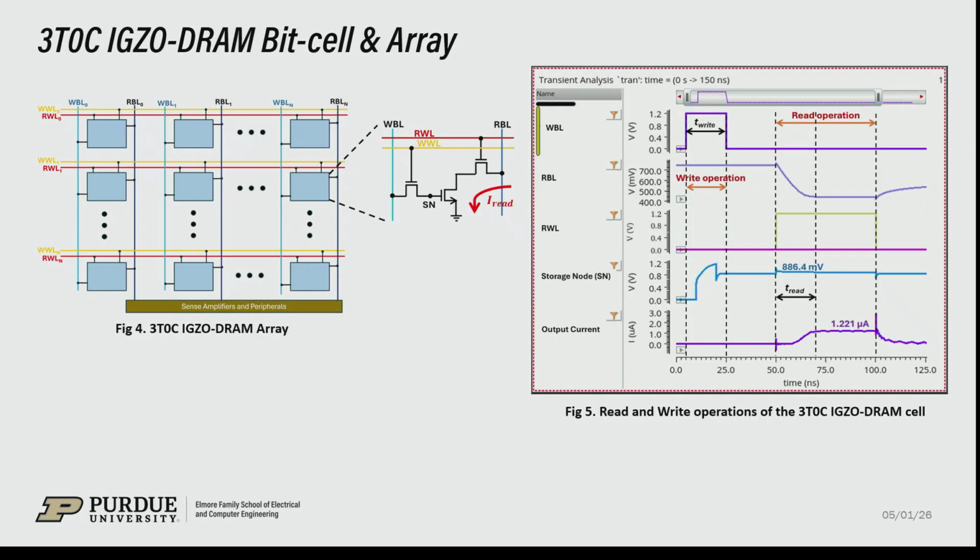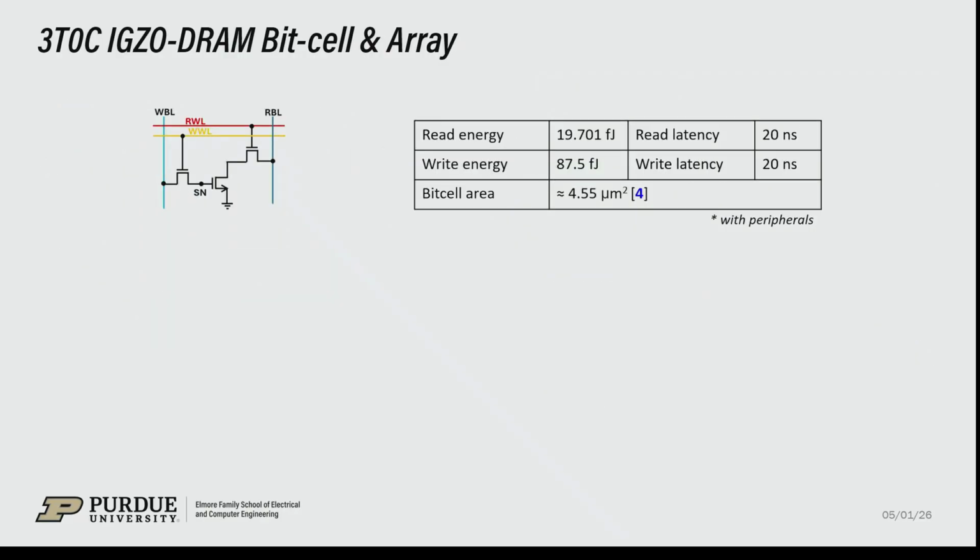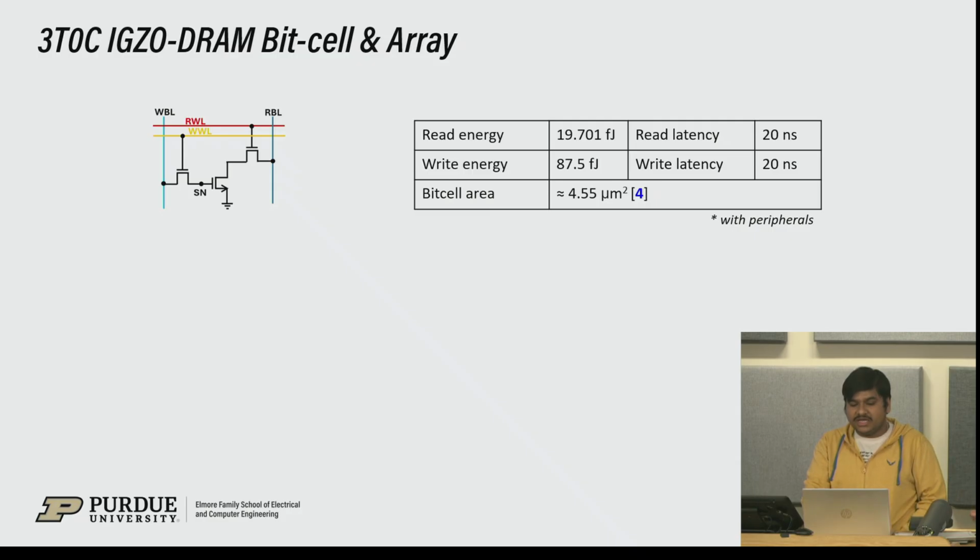CMOS. Here we have implemented a 3T0C based ECZO DRAM bit cell and the array. Here the storage node incorporates the weight that is stored in that capacitor, and the plots on the right show the read-write operations for the ECZO based DRAM cell. And then we will look into the read-write energy and latency, and the bit cell area, as you can see, is comparatively higher than normal CMOS based DRAM, because the size of the device is higher in order to achieve substantial current to achieve higher sense margin.